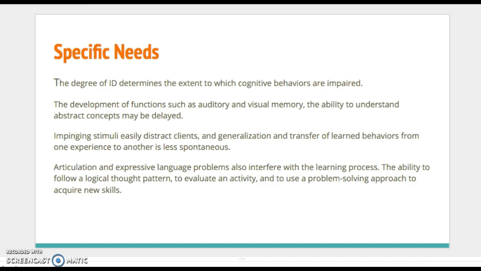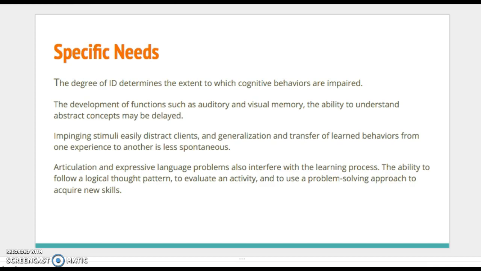The first is the degree of intellectual disability determines the extent to which cognitive behaviors are impaired. The development of functions such as auditory and visual memory, the ability to understand abstract concepts may be delayed. Impinging stimuli easily distracts clients, and generalization and transfer of learned behaviors from one experience to another is less spontaneous. And articulation and expressive language problems also interfere with the learning process. The ability to follow a logical thought pattern, to evaluate an activity, and to use a problem-solving approach to acquire new skills. So with those different needs comes different types of care.